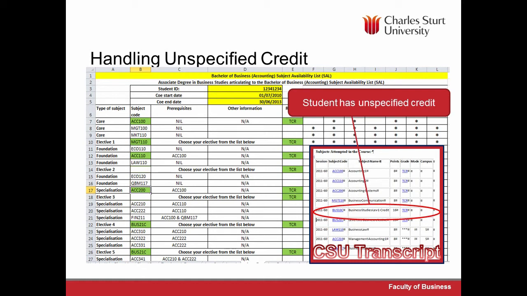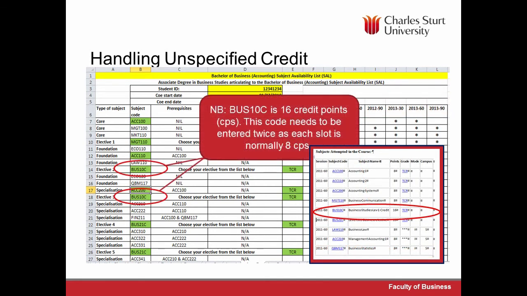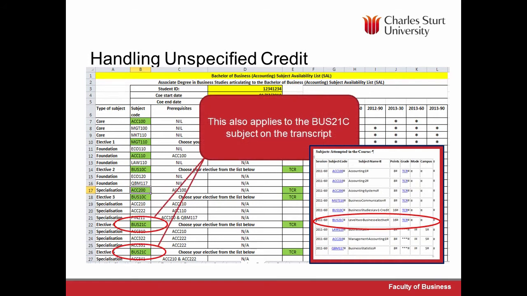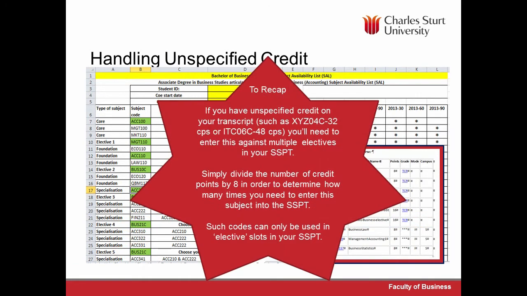There's another case in this particular one as well. The student has BUS 21C, 16 credit points, so again, 2 slots being used in the tool. So to recap, if you have unspecified credits, effectively you divide it by 8 to get the number of slots that you will use and put those against your electives.